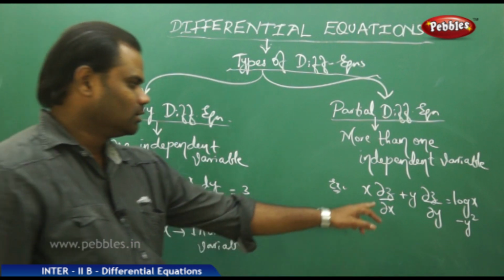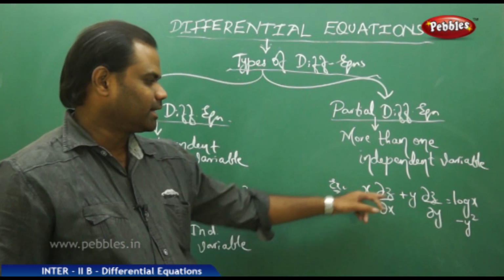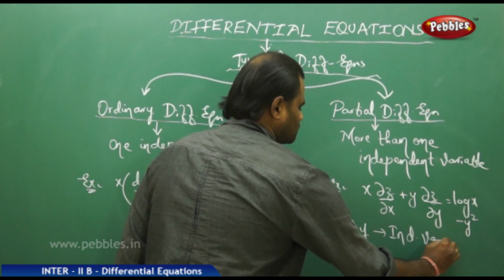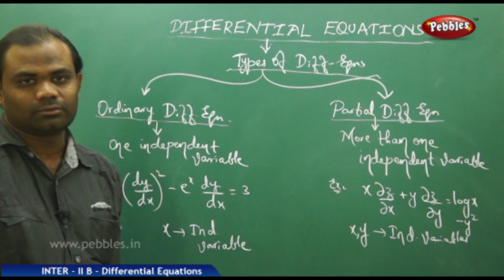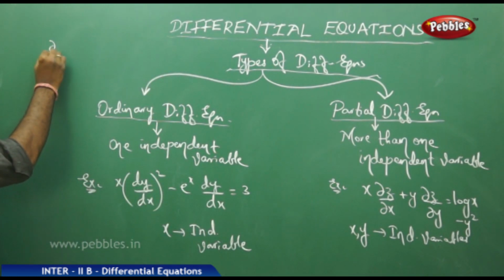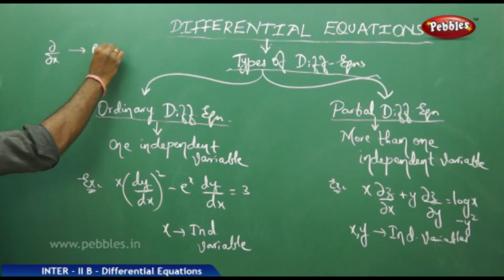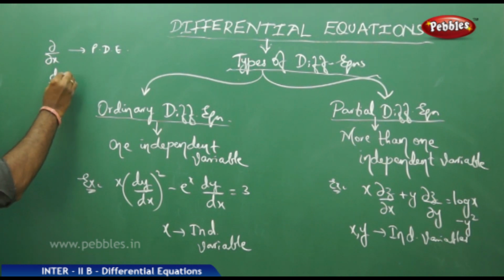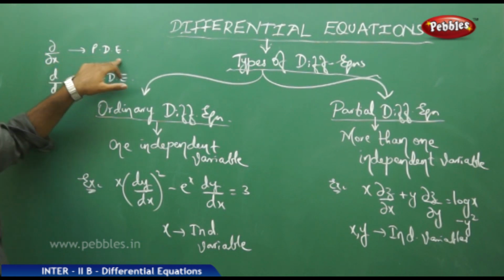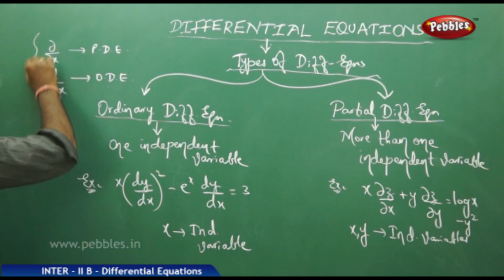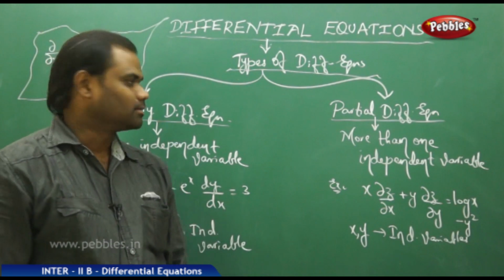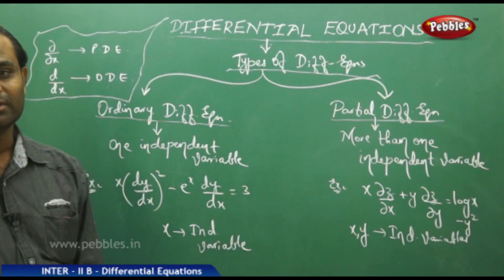Now in case of this, it is with one dependent variable z, but there are two independent variables x and y. So in this case, it has more than one independent variable and hence it is called partial differential equation. Usually the derivatives in partial differential equation are denoted with dou by dou z or dou by dou x, and d by dx of a function is denoted for ordinary differential equation. So dou by dou x for partial differential equation and d by dx for ordinary differential equation is how we understand the difference between them.